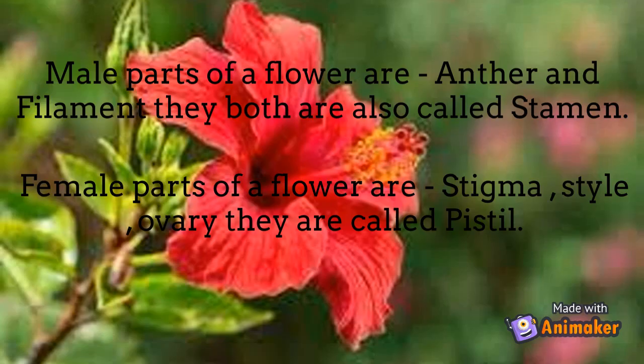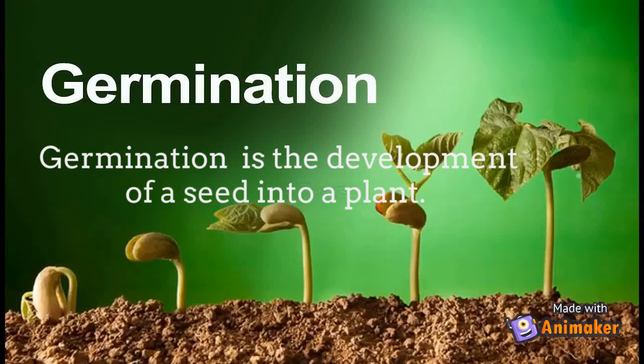Male parts of a flower are the anther and filament. They are both also called the stamen. Female parts of a flower are the stigma, style, and ovary. They are called the pistil. Germination. Germination is the development of a seed into a plant.